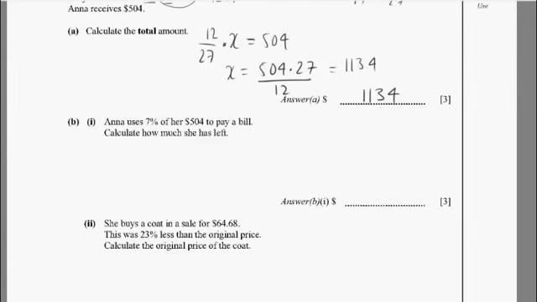Anna uses 7% of her $504 to pay a bill. Calculate how much she has left. Now, if she's using 7% already from her 504, then what is left over? Well, if we look at this out of 100% and she uses 7%, then what's left over is 93%. So whatever she has left over is 504 times 93%. And notice I haven't written 93 over 100, I've directly given the decimal, which then works out to $468.72.